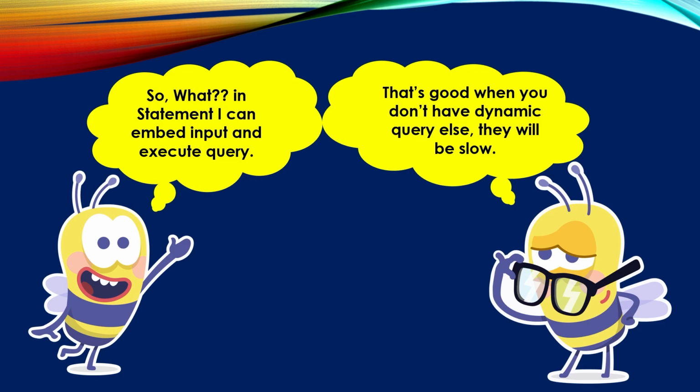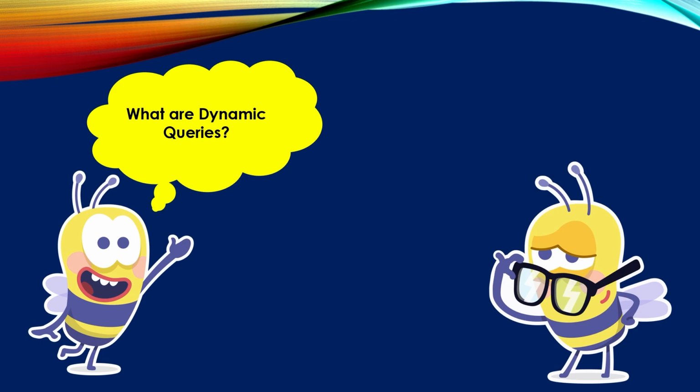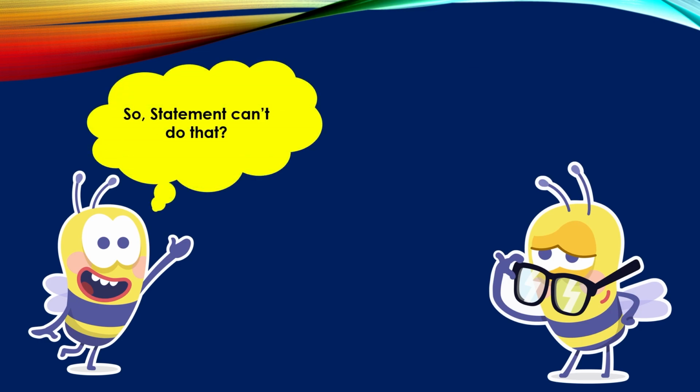Mini says that yeah, that is fine, but the problem is that whenever we have a dynamic query, the processing of statement becomes very slow. Ini asks, what are these dynamic queries? Mini says that any kind of query which needs frequent changes in the input will be considered a dynamic query. Let's say from the user you are taking the owner ID and the owner name and passing them on to your query. Here the input is going to change again and again, and hence it will be considered a dynamic query. So again Ini says, then why can't statement do this?